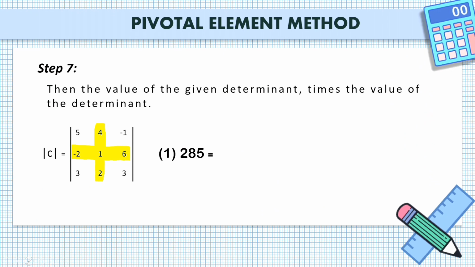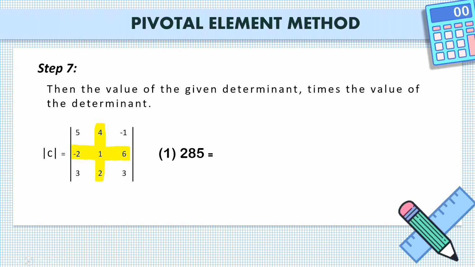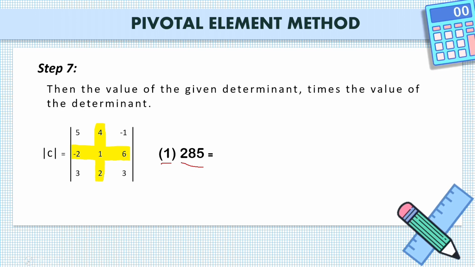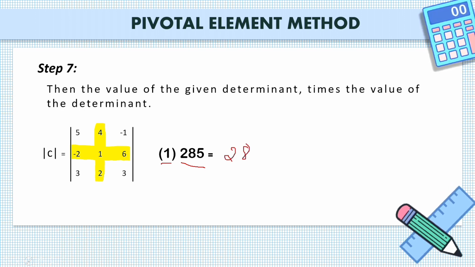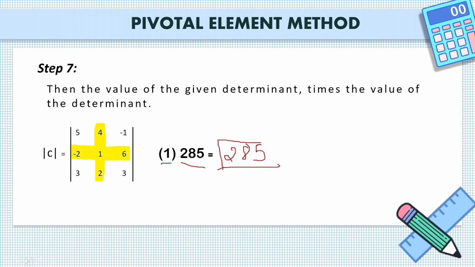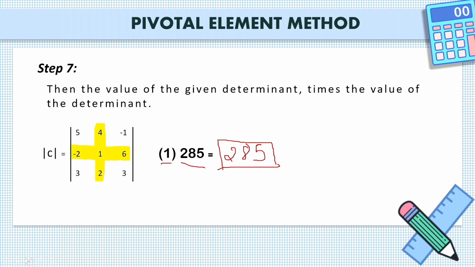Step 7, then the value of the given determinant times the value of the determinant. Yung value daw ng given determinant multiplied by value of the determinant. So, 1 times 285 is equal to 285. And that's the answer for problem number 1.